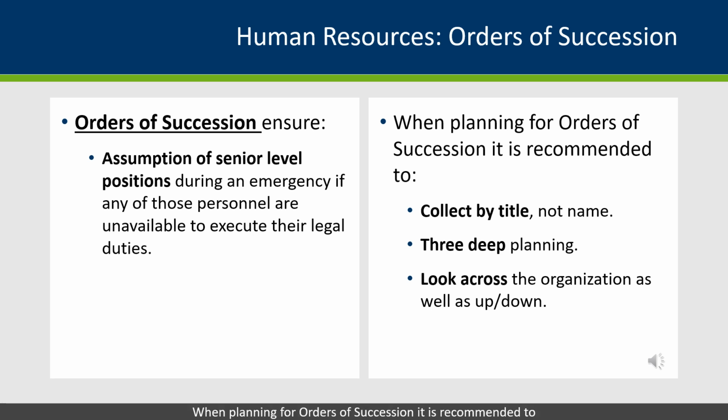When planning for orders of succession, it is recommended to collect by title, not name. If possible, attempt 3D planning for all positions which directly support essential functions. And finally, look across the organization as well as up and down. Orders of succession should take into account experience, capability, and credentialing. There is a delegation of authority by orders of succession table in the COOP plan template where results can be documented.